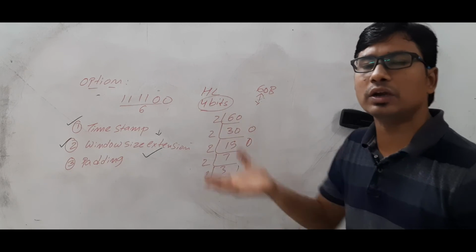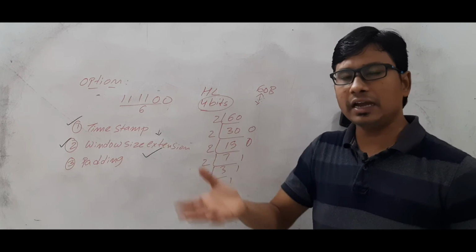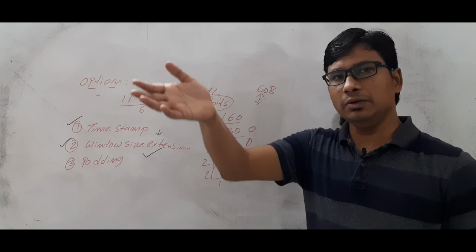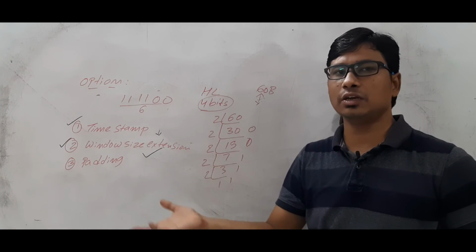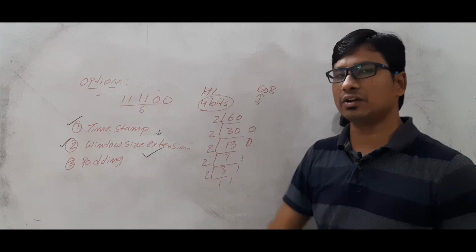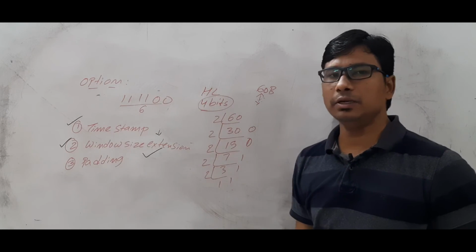Header length says what the size of the header is. My header size can go up to 60 bytes. That's what we have discussed, because the minimum is 20 bytes and options can go up to 40 bytes, so the total is 60 bytes. If I convert 60 bytes into a binary number, I need a minimum of 6 bits.